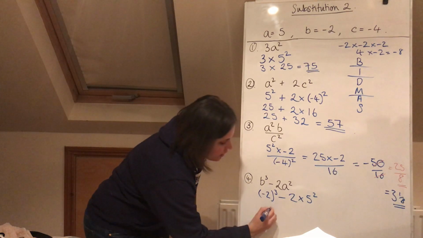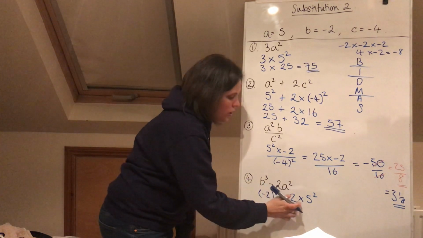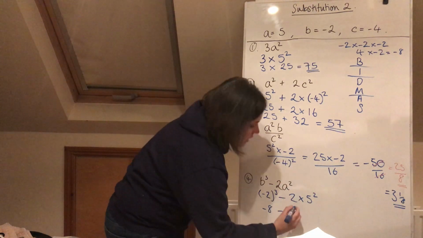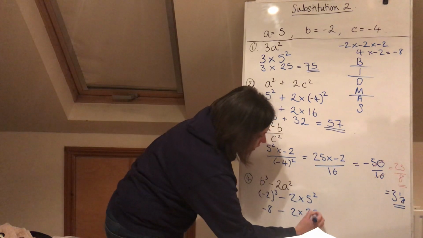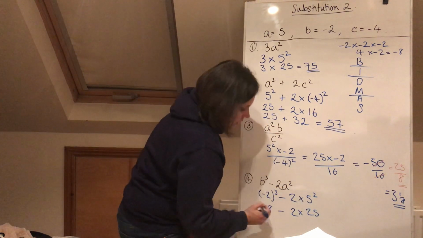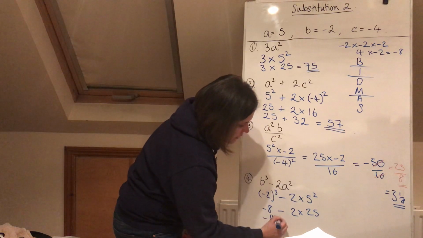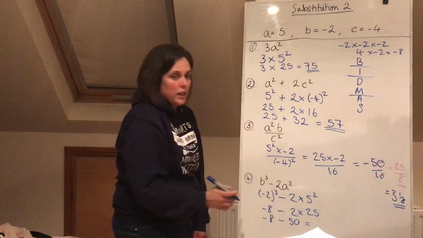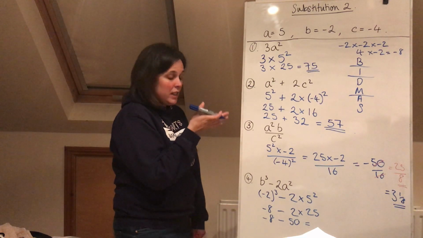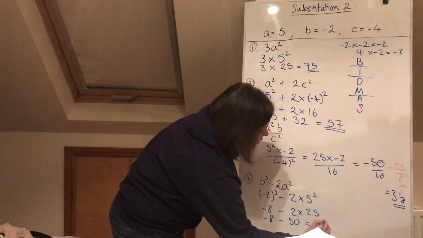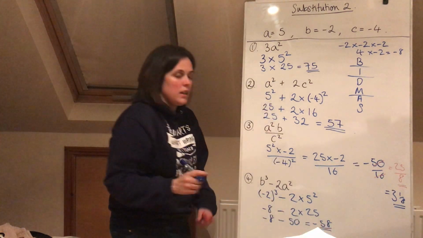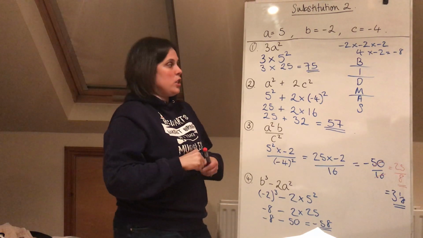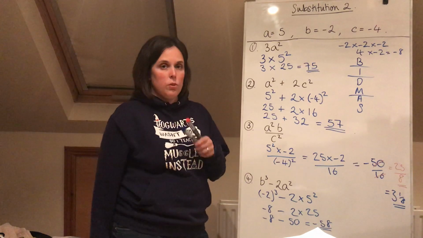Okay, so that's -8, take away 2 times 5 squared. Remember, we have to do the indices first, so it's 2 times 25. Okay, so then we have -8, take away 2 times 25, which is 50. And if you think about your number line, you're at -8, take away another 50. Overall, you're going to be at -58. So hopefully that's given you a bit more of an insight into substitution when the expressions are a little bit more complicated.